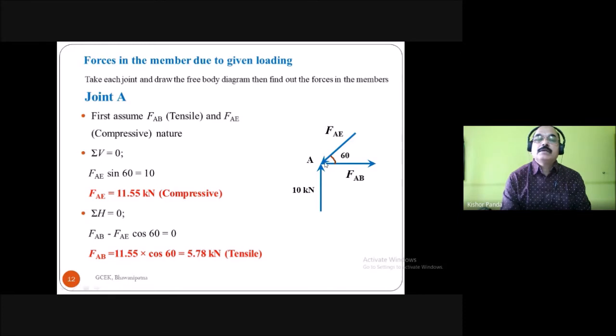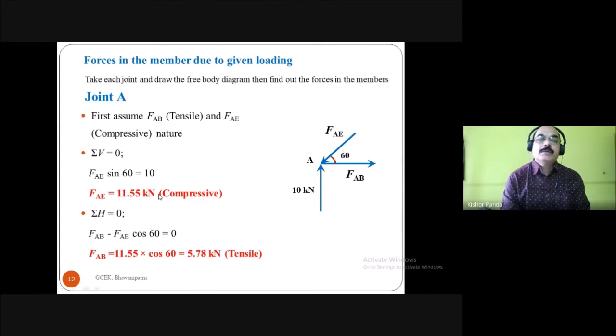This is downward direction. So you know the upward arrow mark is positive and downward arrow mark is negative. So 10 minus FAE sin 60 is equal to 0. Then 10 is equal to FAE sin 60. Then FAE is equal to 11.55 kilonewton, and here you got the value positive.